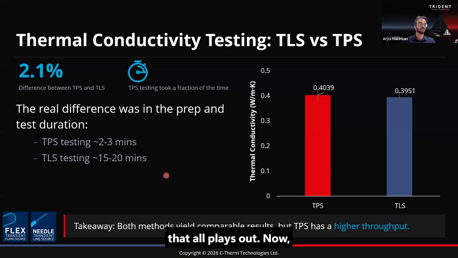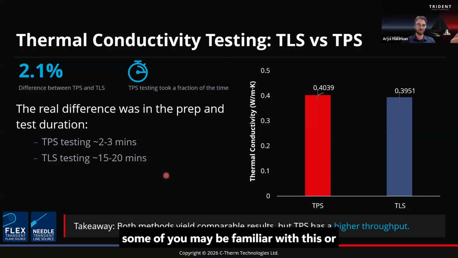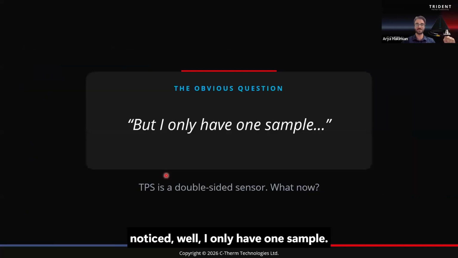Now, some of you who may be familiar with this may have astutely noticed, well, I only have one sample, and the setup I just showed with the TPS is, of course, double-sided. You need to have two sample halves. So if you're stuck with one sample, what do you do? Is TLS your only option?